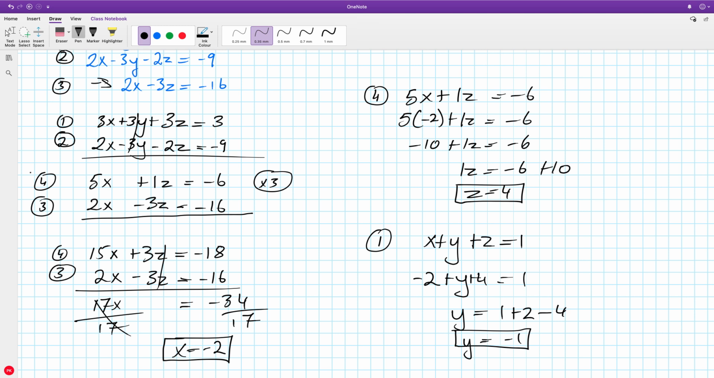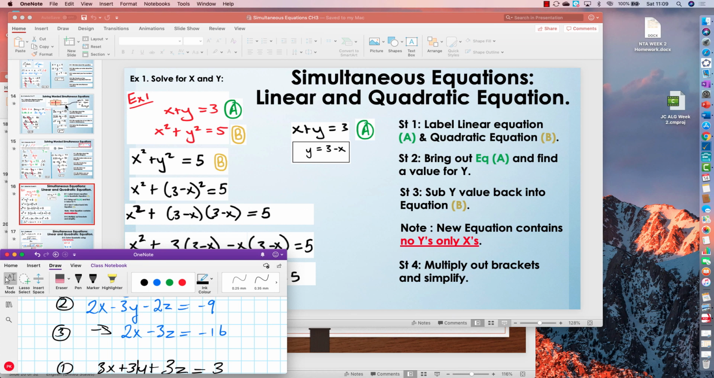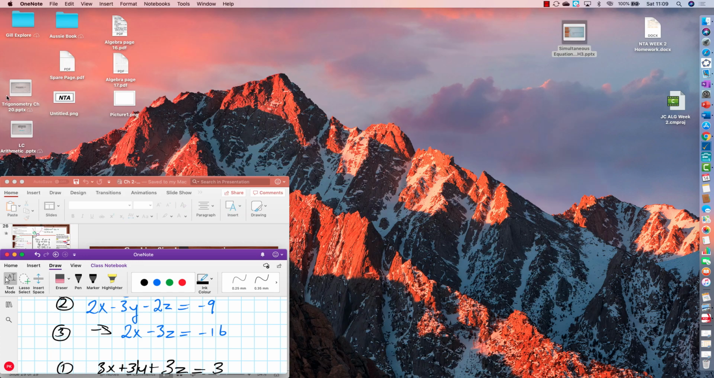Right. So that's simultaneous equations. You have your regular, easy, linear ones. Creating the equation is the problem. You then have the linear and the quadratic, and then you have that type of one, which is your 3 variables. Right, let's look at a bit more on creating the equation. We want to do it with quadratics.